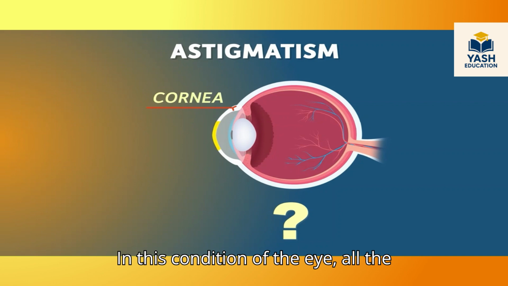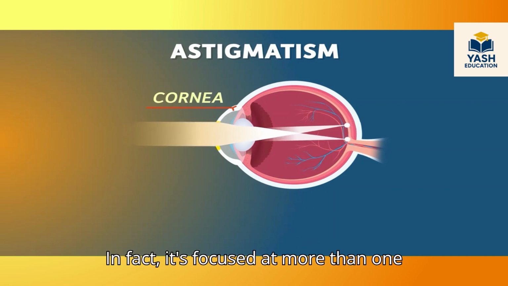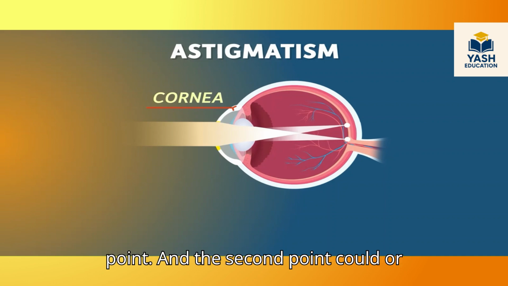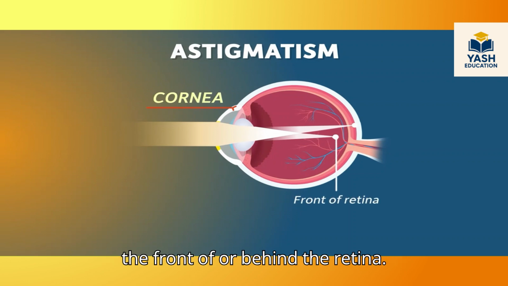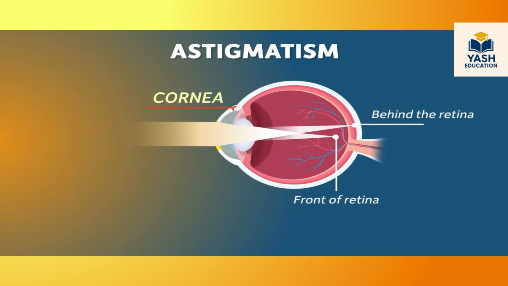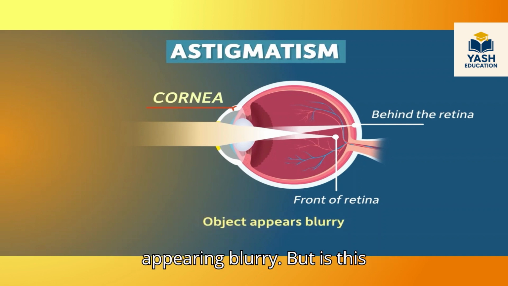In this condition of the eye, all the light is not focused at one point. In fact, it's focused at more than one point. And the second point could or could not be on the retina. It may lie in the front of or behind the retina. Astigmatism also results in the object appearing blurry.